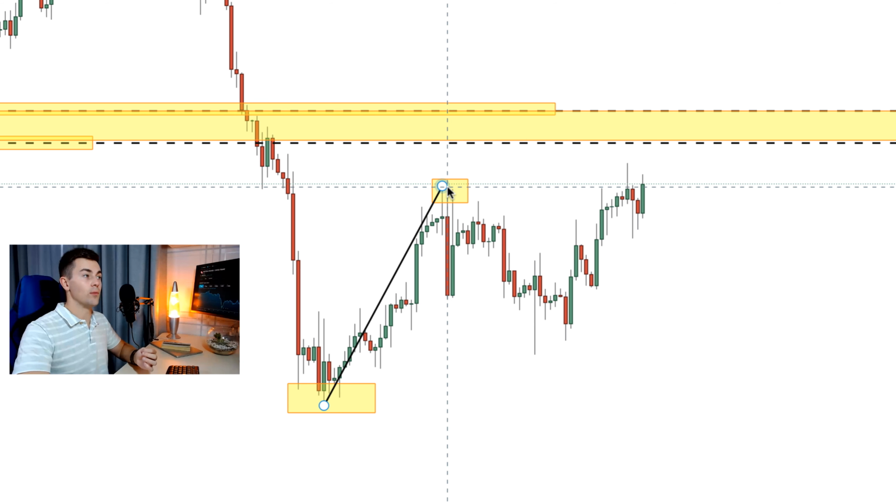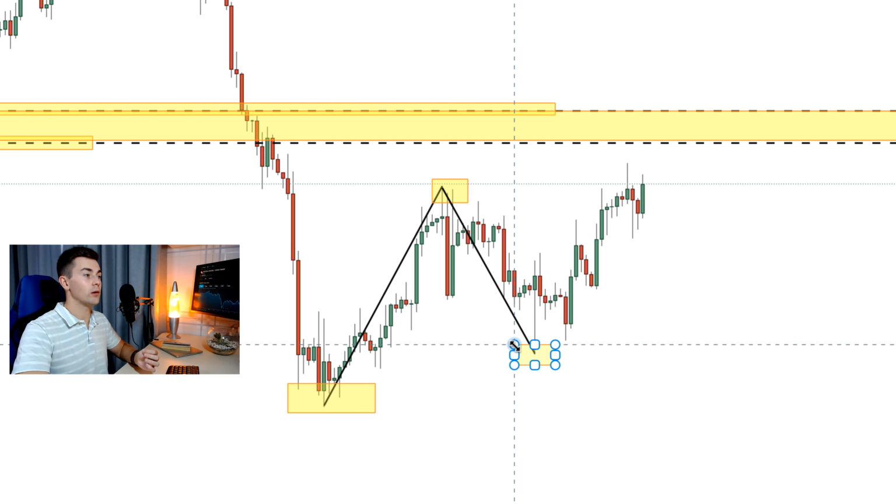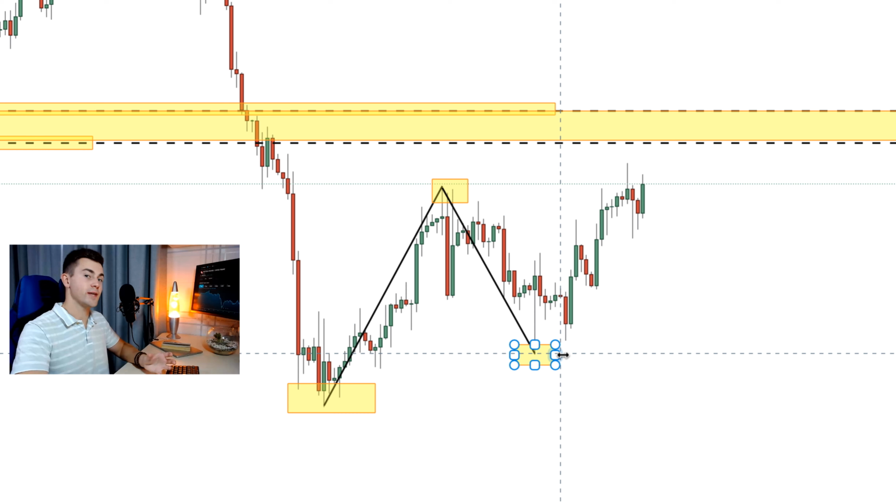Then after that, the market retraced and set a higher low, a local higher low right here. So this is our second swing.